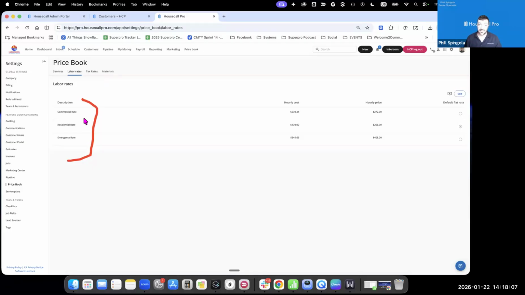As I've seen in the past, a lot of people say, I have a journeyman labor rate, I have an apprentice labor rate, I have a lead technician rate. You can still put all of that in here. Actually, this is the place to put it in.